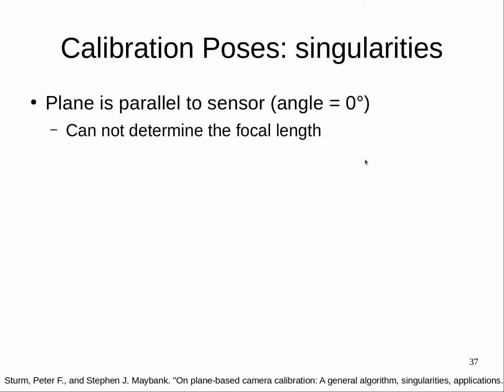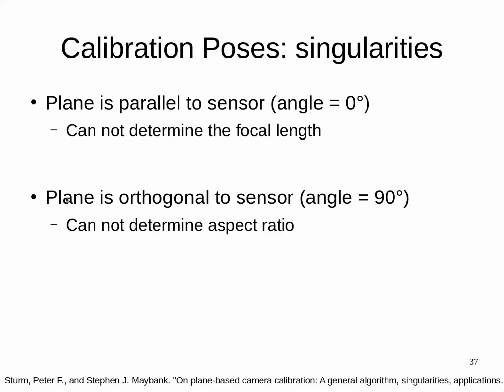However, if we turn to the other extreme, namely if the angle between the calibration plane and the sensor is 90 degrees, then we cannot determine the aspect ratio. That means the pixel aspect ratio here, like the ratio between fx and fy. Well, intuitively, this wouldn't work anyway, because if you're looking at the plane at an angle of 90 degrees, it's just a line and you don't see anything.